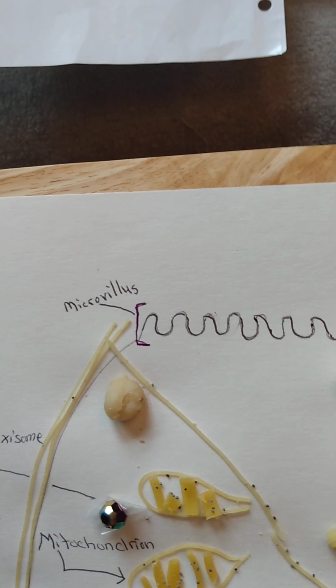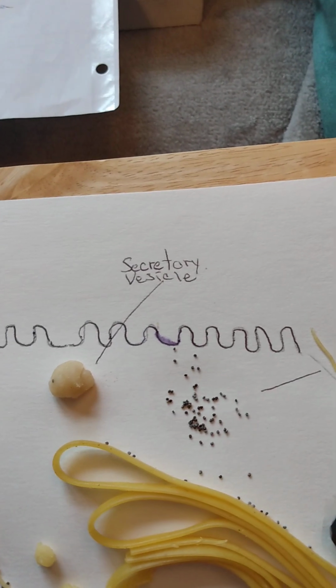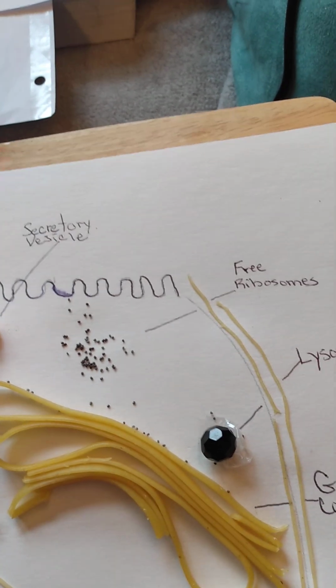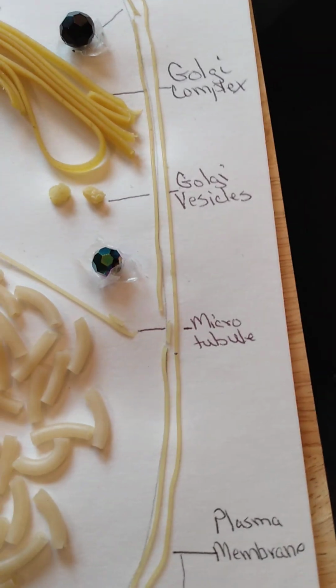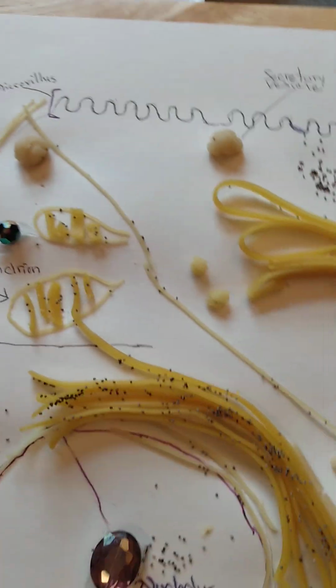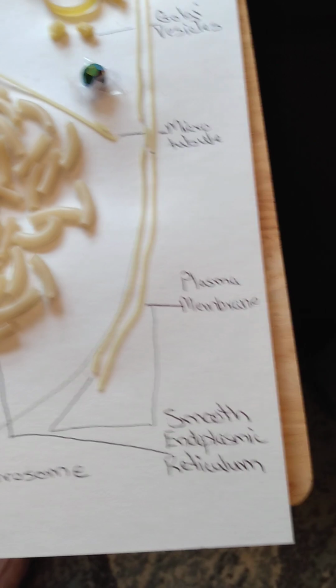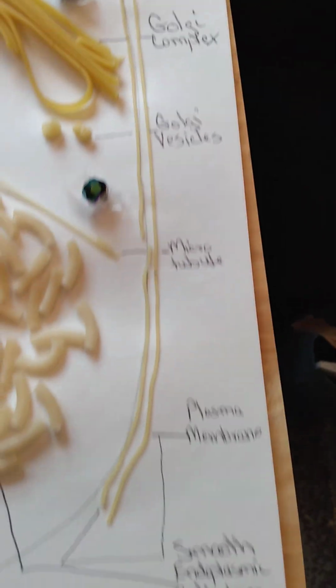So I'm going to do one more overview of my diagram. I do have the microvillus represented. I do have the secretory vesicle. I do have a microtubule represented by a spaghetti noodle. I do have the plasma membrane, the inner and outer represented here again with spaghetti noodles.